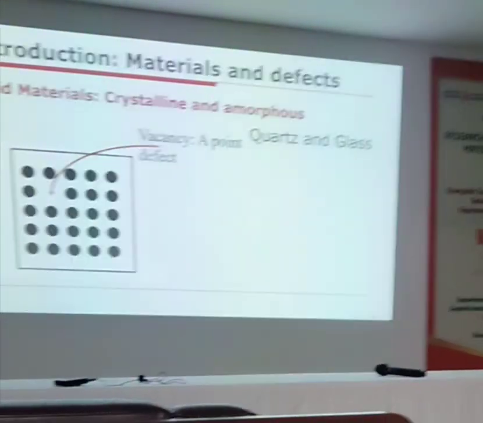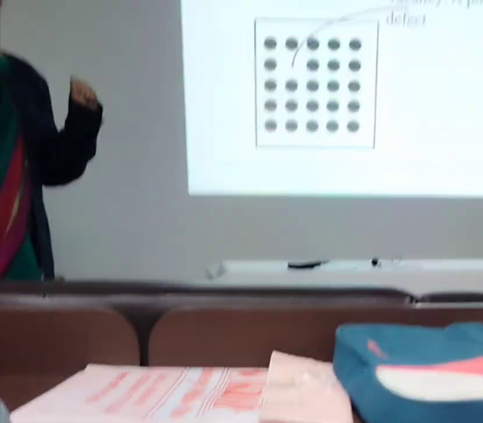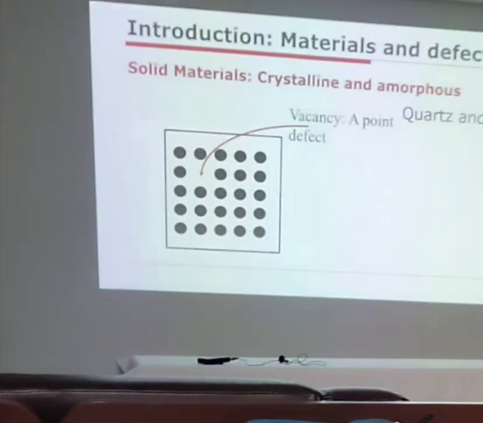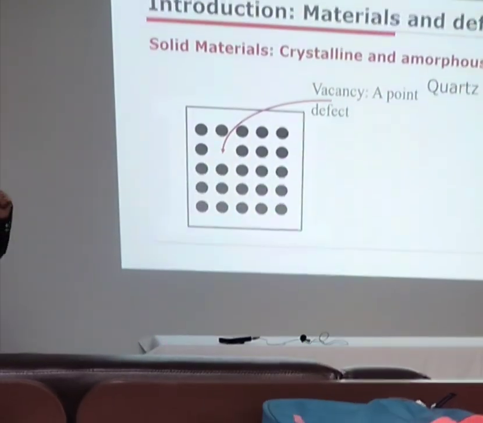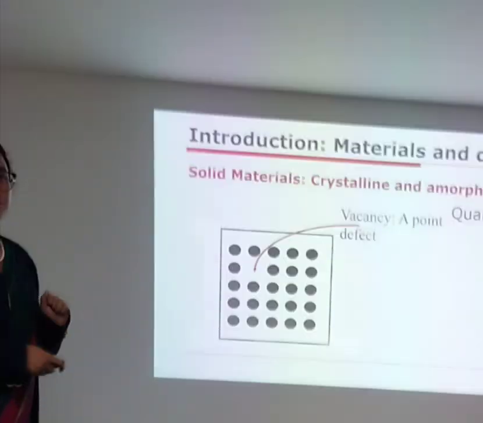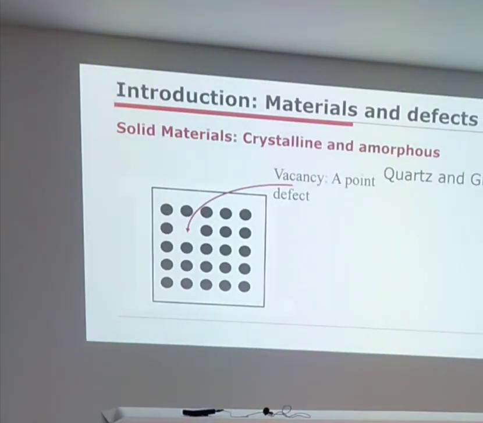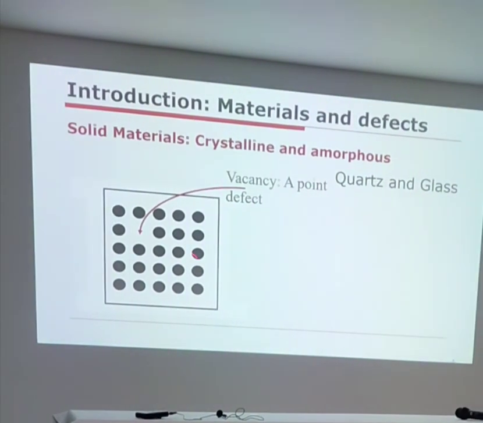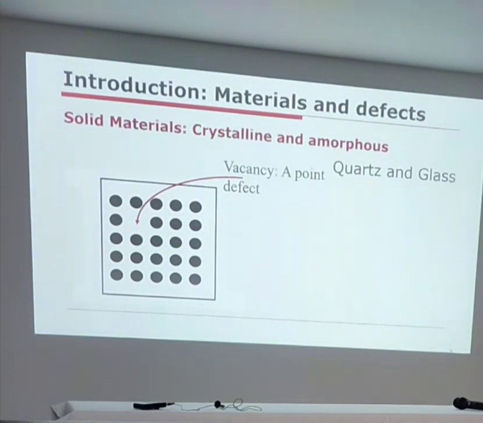So I'm just creating two-dimensional restriction to the motion of any kind of charge carrier or any kind of movable entity, whether it is phonon, electrons, holes, that you will see a perturbation at a local level. Okay, and because of this, you will see a lot of properties are going to change. In this example, I'm talking about creating a vacancy, which is a point defect.